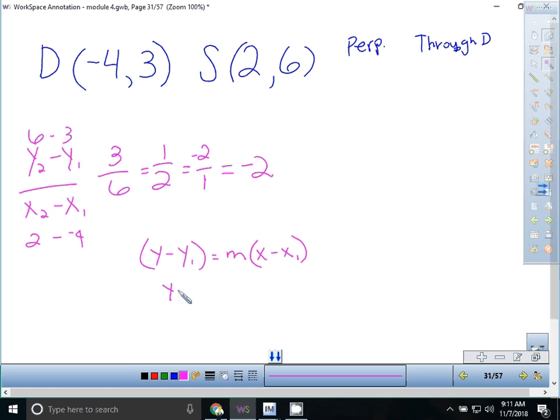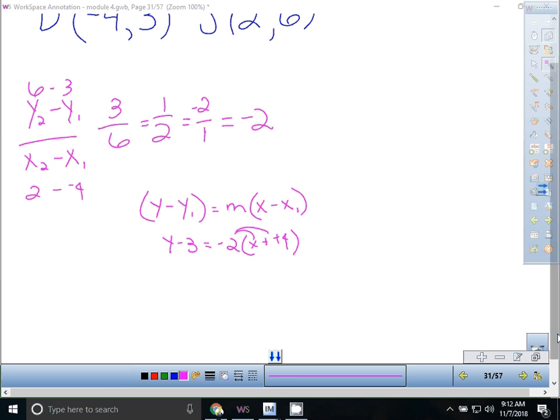We said we want to go through D. So what's the Y value for D? Yeah, it's 3, isn't it? And then Kaylee's slope, she said, was negative 2. And X minus, the X value is negative 4. Minus minus turns positive. Can you scroll down just a bit?